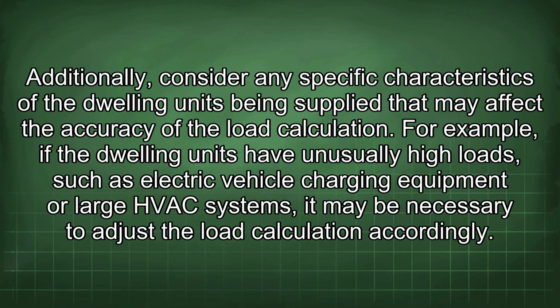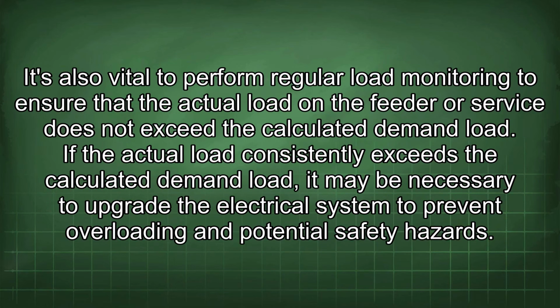Additionally, consider any specific characteristics of the dwelling units being supplied that may affect the accuracy of the load calculation. For example, if the dwelling units have unusually high loads, such as electric vehicle charging equipment or large HVAC systems, it may be necessary to adjust the load calculation accordingly. It's also vital to perform regular load monitoring to ensure that the actual load on the feeder or service does not exceed the calculated demand load. If the actual load consistently exceeds the calculated demand load, it may be necessary to upgrade the electrical system to prevent overloading and potential safety hazards.